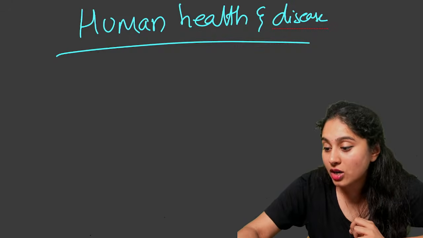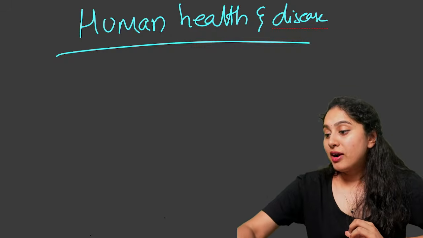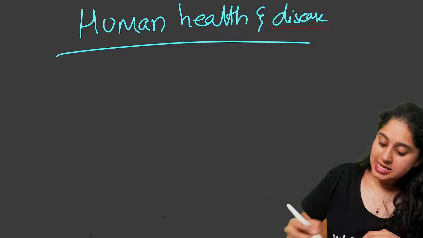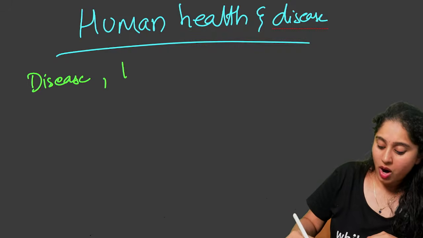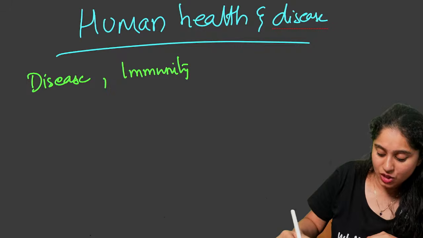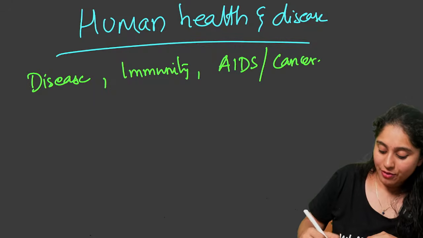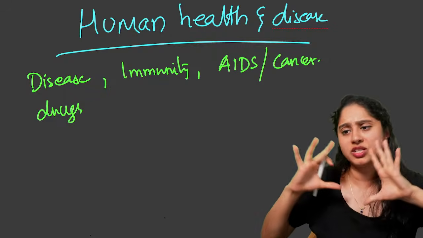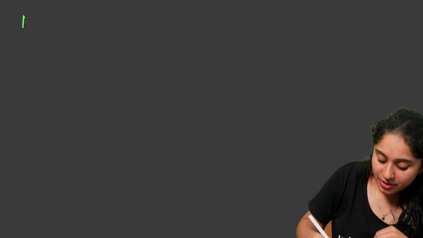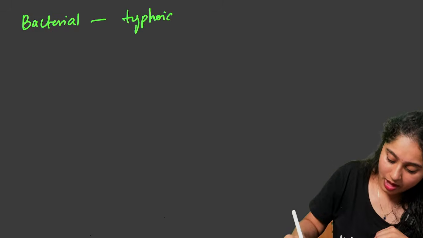So let us start off. So when you look at human health and disease, fundamentally what you will see is, you will have to study the diseases. You have to study what immunity is, what your immune system does for you. You need to learn the two diseases, AIDS and cancer. You will have to have a small note about the drugs. These are the most important parts of this particular chapter. Now, starting with the disease, we have bacterial diseases, which are typhoid and pneumonia.